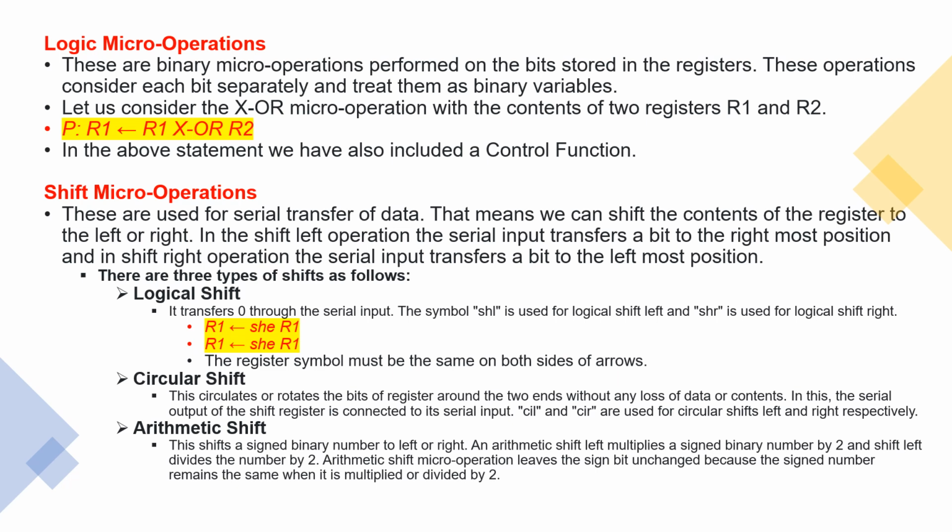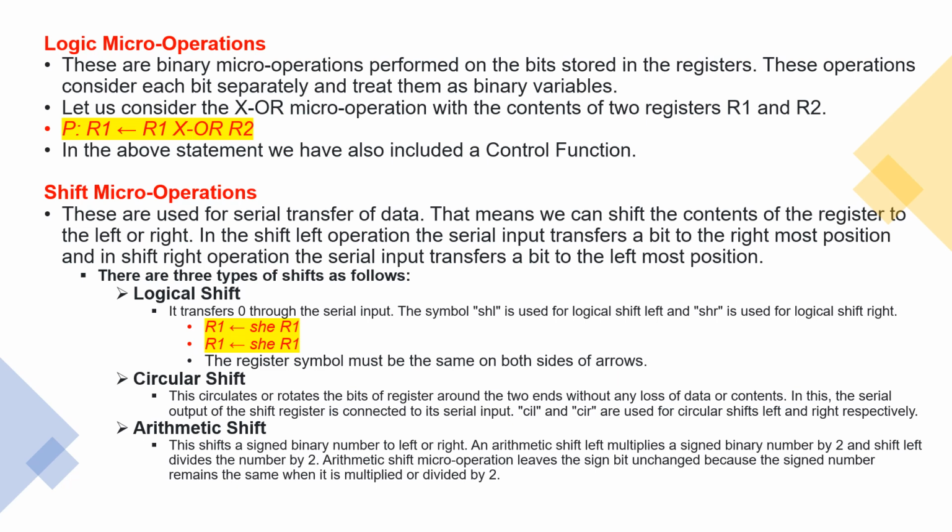Circular shift. This circulates or rotates the bits of the register around the two ends without any loss of data or contents. In this, the serial output of the shift register is connected to its serial input. CIL and CIR are used for circular shift left and right respectively.